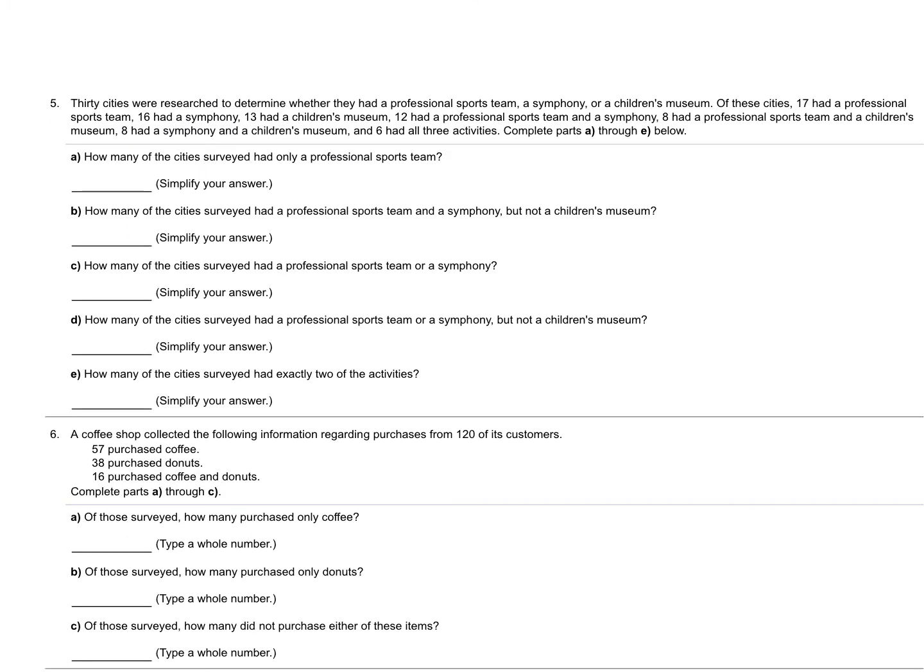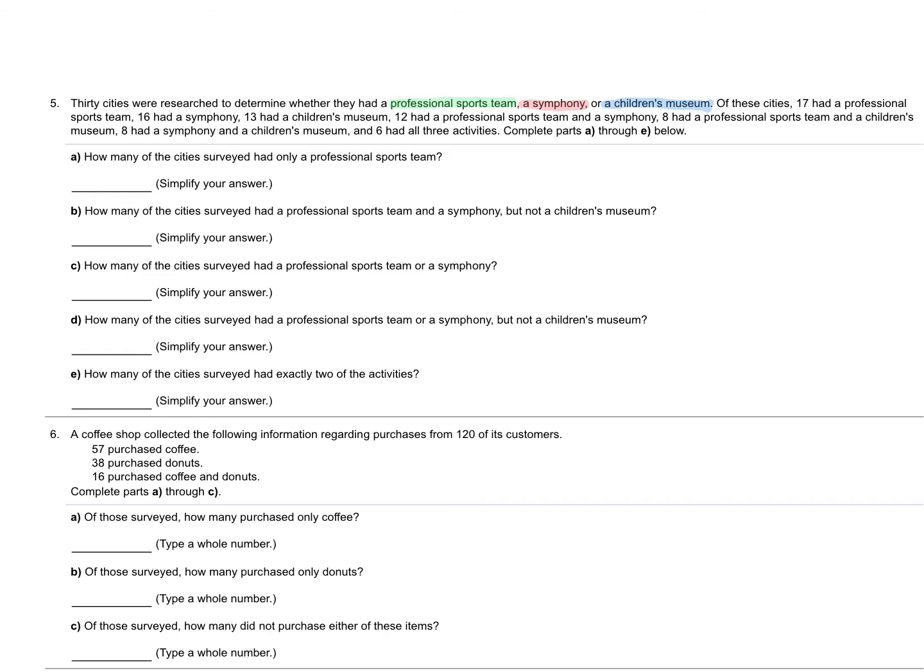All right, number 5. 30 cities were researched to determine whether they had a professional sports team, a symphony, or a children's museum. So right there, I'm going to stop. I'm going to notice that I'm talking about 3 things. Okay, so right there, looking at that information, I'm automatically thinking, okay, I'm going to need to make a Venn diagram with 3 circles. They're probably going to be asking me about that.